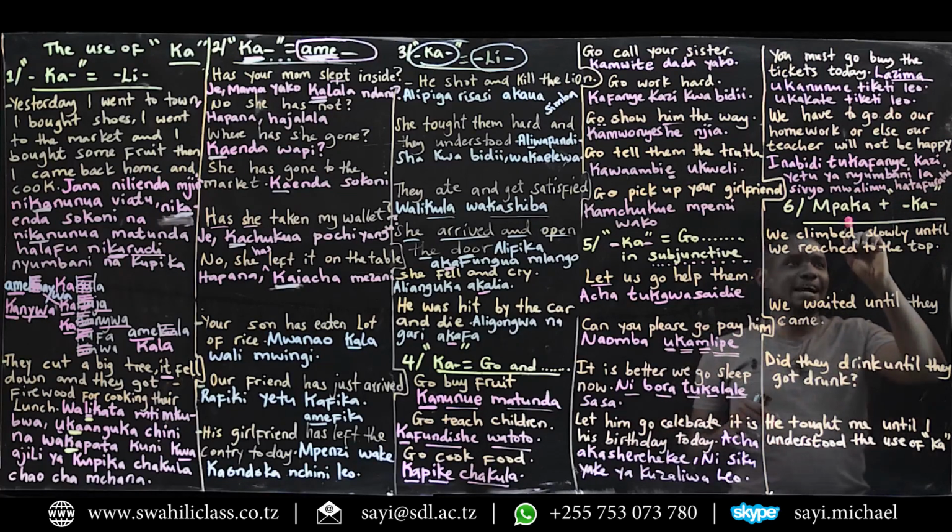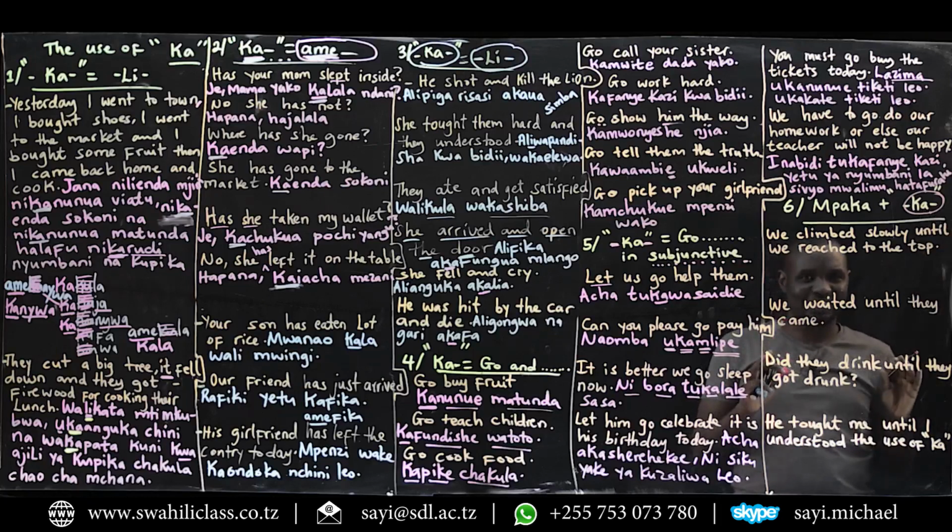So, function number sita, mpaka. After mpaka, you need to have subjunctive, but when? You remember? What do we say after mpaka when we learn subjunctive? We say after mpaka you use subjunctive. But what time? Only for present and future sentences, not for past sentences. For past sentences, after mpaka, you need to use the tense ka. For future and present sentences, you use subjunctive, right? Okay, let's see this sentence.